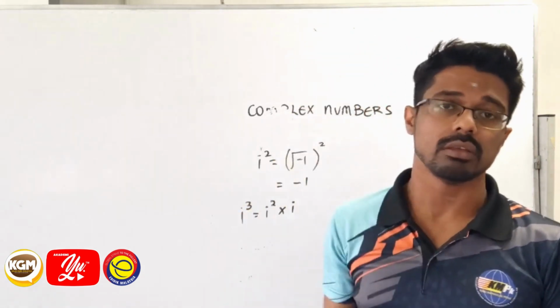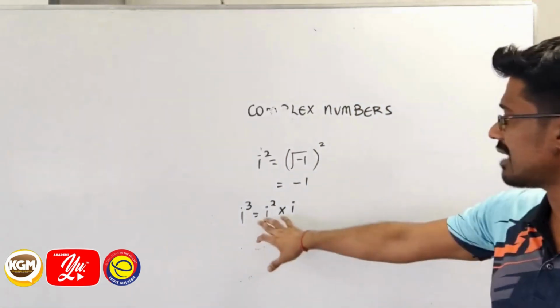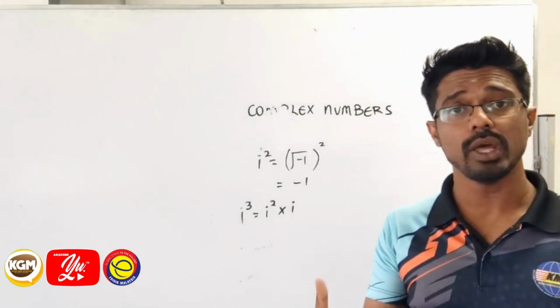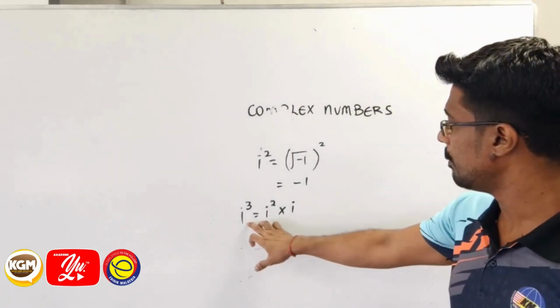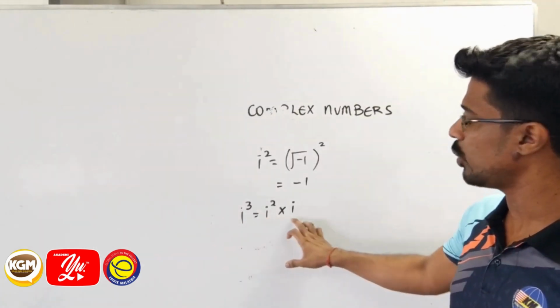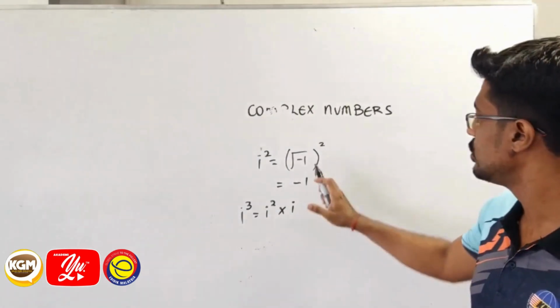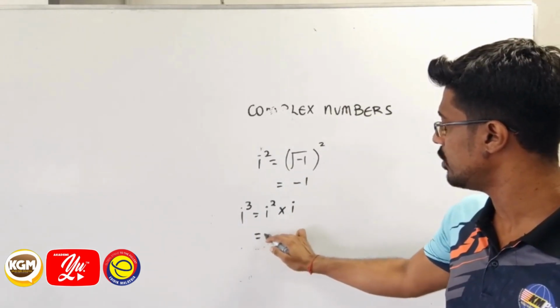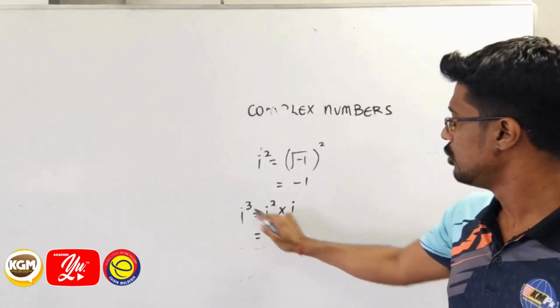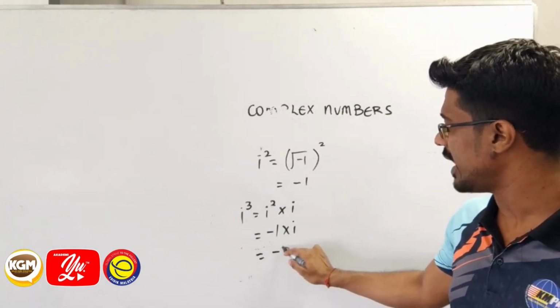Alright, apologies. Alright people, so let us look at this i cube. So you know very well, i cube by law of indices we can break into i square times with i. So i square, we already know what's the value. That is just going to be negative 1. So I'm going to replace that times with i. So i cube can be simplified into negative i.